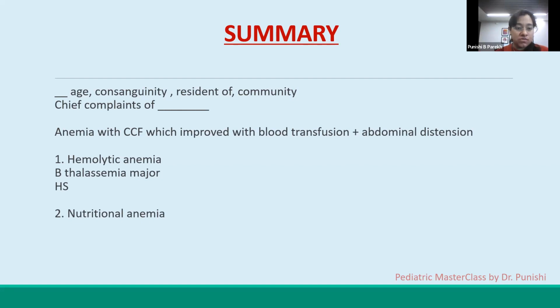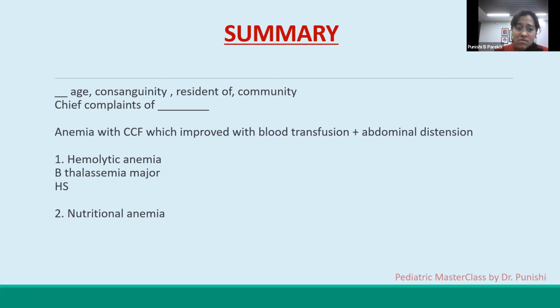So when you have anemia with abdominal distension, my set of differentials will most likely be hemolytic anemia and nutritional anemia. Now, why have I put hemolytic anemia first, followed by nutritional? You can swap it the other way.